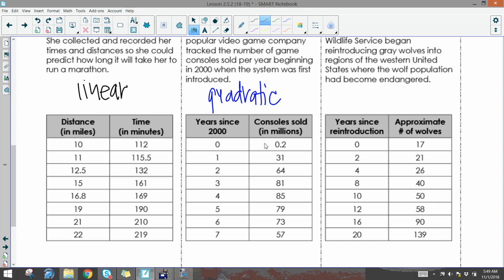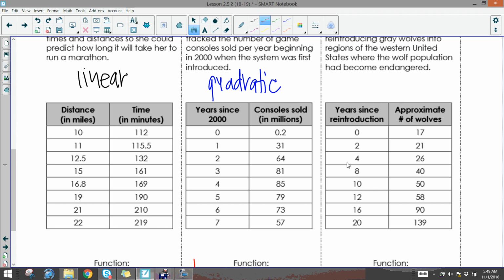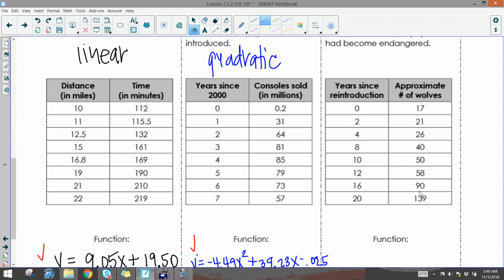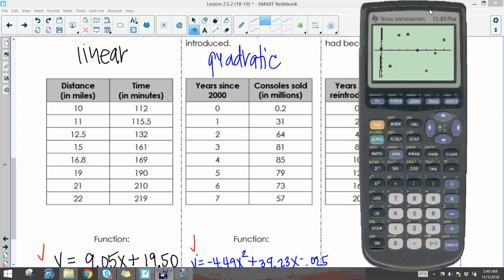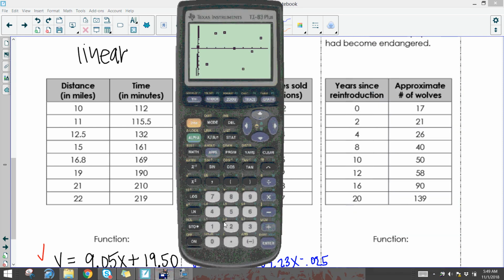So we're definitely getting bigger. We're not getting smaller, so I would take quadratic off the table and focus on either a linear or an exponential type graph. Usually with these, I'm not entirely sure, so I am going to go ahead and put it in my calculator and then make a decision based off my scatter plot.